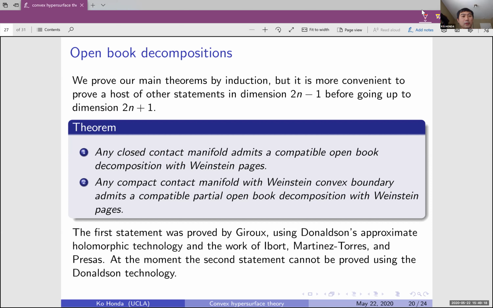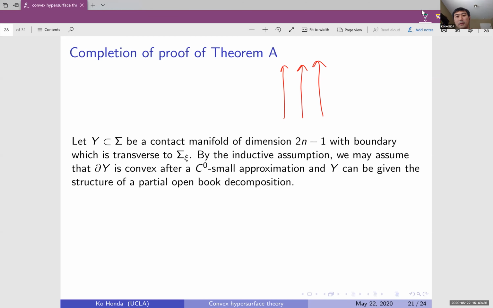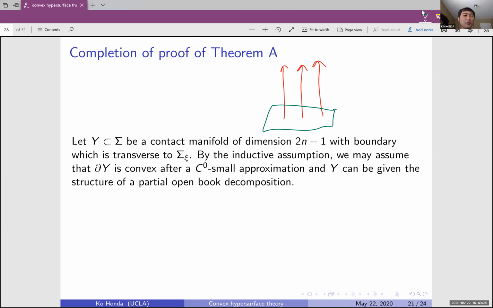So what I'd like to do is explain how to complete the proof of A as follows. Suppose we had this characteristic foliation and some sort of transverse slice. Let's assume for the time being that this transverse slice, which we called Y, is actually a closed contact manifold of dimension 2n minus 1. Let's suppose it's closed for the time being, right? So this is dimension 2n minus 1, and we assume that it actually has an open book decomposition with Weinstein pages, because we actually proved all of this up to dimension 2n minus 1.